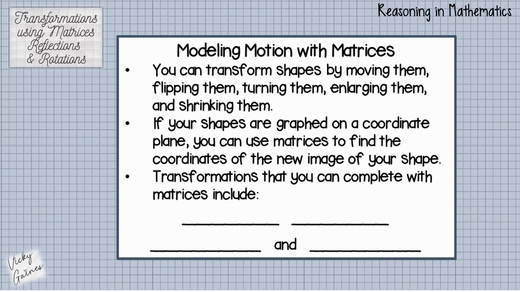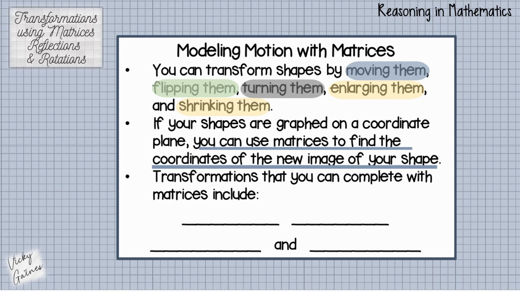Modeling motion with matrices. You can transform shapes by moving them, flipping them, turning them, enlarging them, as well as shrinking them. If your shapes are graphed on the coordinate plane, you can use matrices to find the coordinates of the new image of your shape. Transformations that you can complete with matrices include translations, which we're doing in this video, reflections, which we will be doing in a different video, along with rotations, which is another video, and dilations, which is in this one.